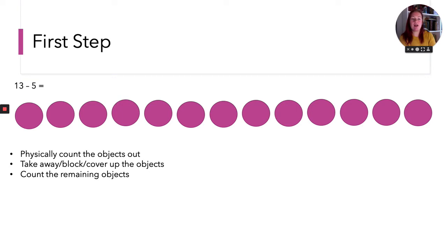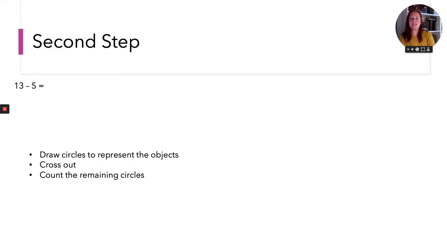So I'm going to take away 5. 1, 2, 3, 4, 5. So I've taken away 5 of those objects, and then I'm going to count the remaining ones. 1, 2, 3, 4, 5, 6, 7, 8. I've got 8 remaining objects. So my answer is 8. Now, if you find that step easy and it's not particularly challenging, you can move on to our second step.